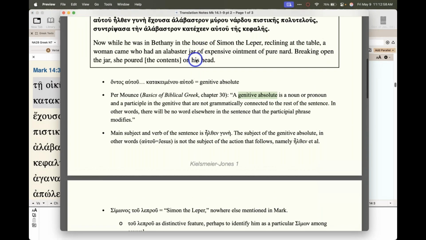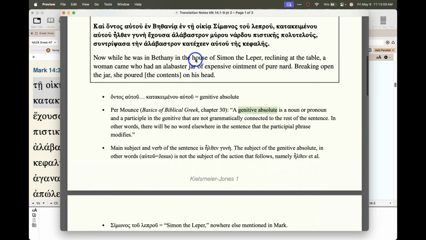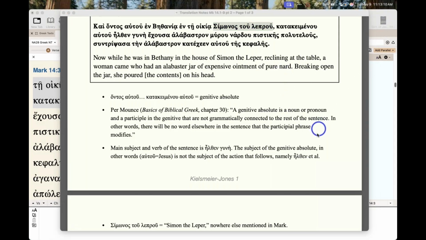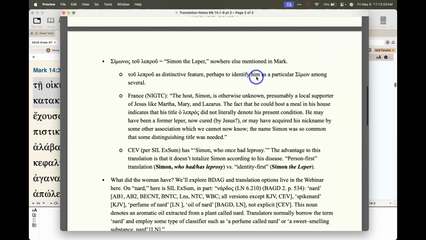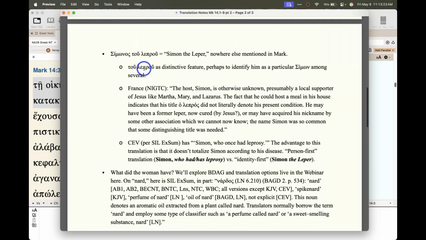All right, so Jesus was in Bethany in the house of Simon the leper, reclining at the table. Before we move to the woman, let's talk about Simonos tou leprou and how we might understand that and how we might translate that, and also, importantly, who that is. Simon the leper, nowhere else mentioned in Mark. Tou leprou is a distinctive feature here to identify him likely as a particular Simon among several.